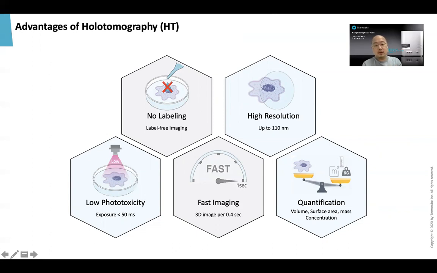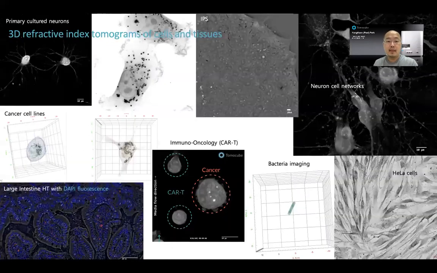It takes about 0.1 to 0.4 seconds for measuring three-dimensional data, followed by the reconstruction process. So you can address very fast dynamics of cells and tissues. From those measured three-dimensional refractive index distributions, you can also perform additional quantification, such as cellular volume, surface area, total dry mass, and concentration of proteins, retrieved as real physical numbers.